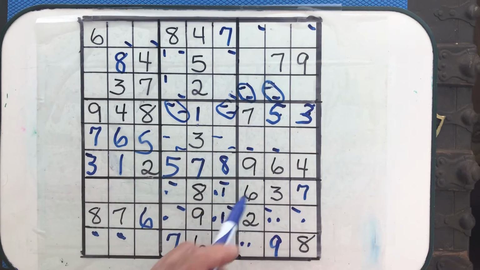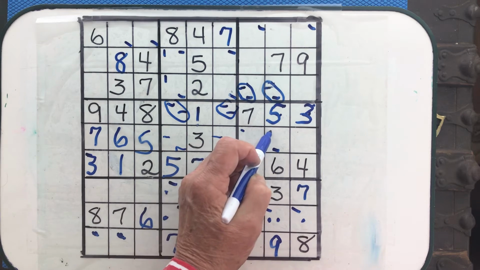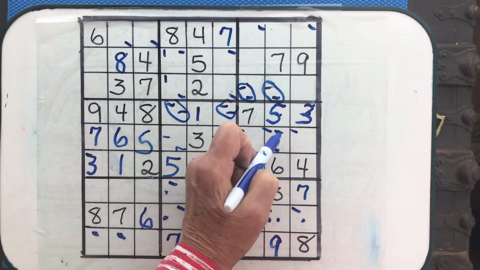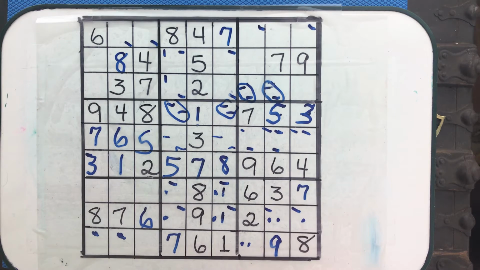Over here, I have to have a 1. I have to have a 2. And I have to have an 8. Can't do much more there.